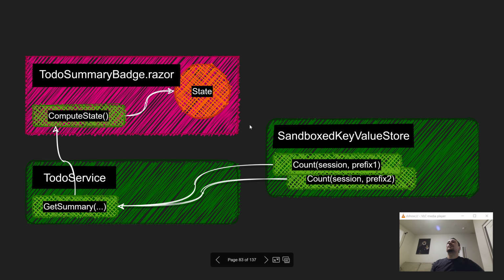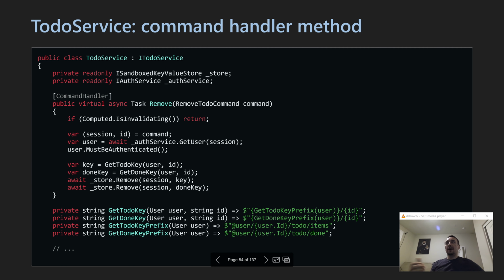Now, what we are going to do is implement the to-do service. Earlier we were using the simple to-do service, right? Now we are going to implement a normal to-do service that will use sandboxed key value store. And let's just see the code, right? How such a service would look.